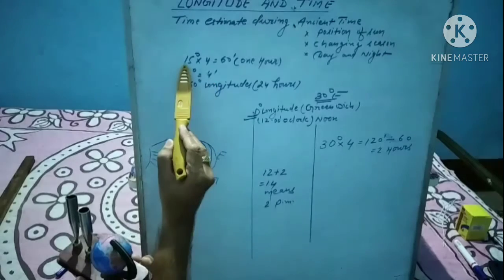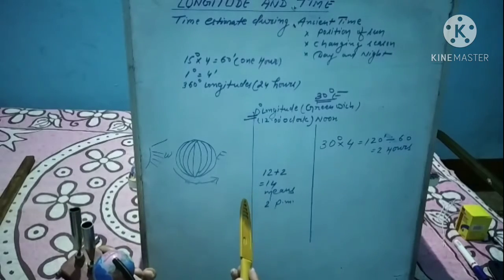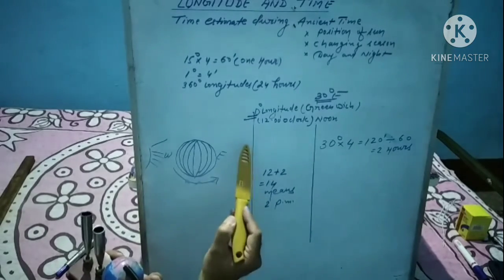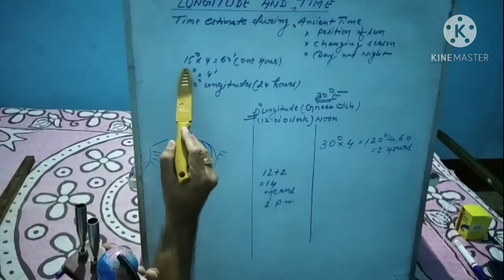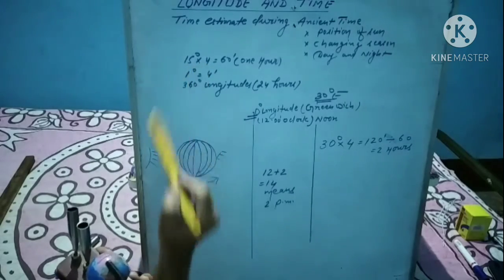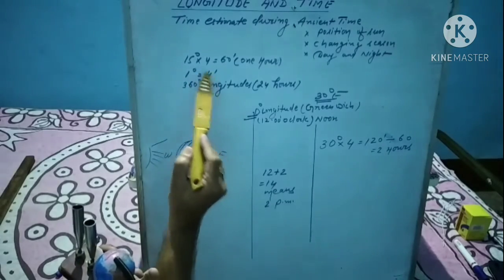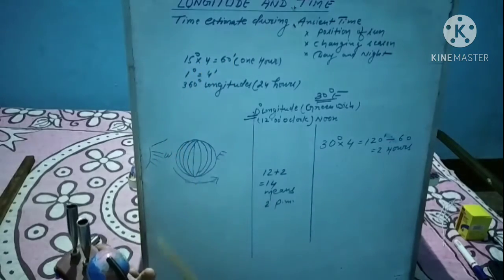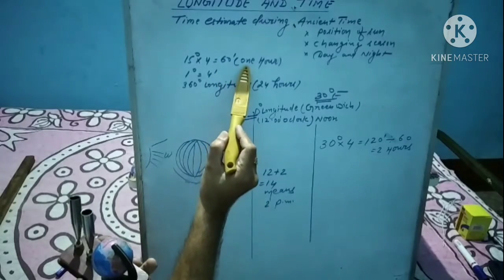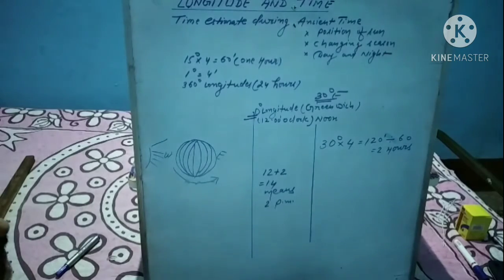If 1 degree difference is 4 minutes, so 15 degree longitude receives sunlight after how much time? 1 degree receives after 4 minutes. So 15 degree receives 15 multiply 4. Do you understand? 1 degree refers to 4 minutes, so 15 degree refers to 15 multiply 4. It means 60 minutes. It means 1 hour is taken for crossing 15 degree. In this way we can follow one calculation.